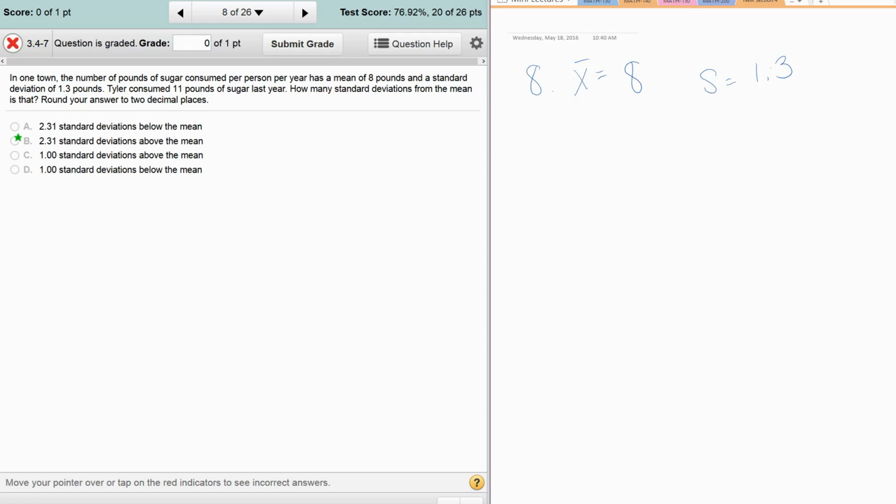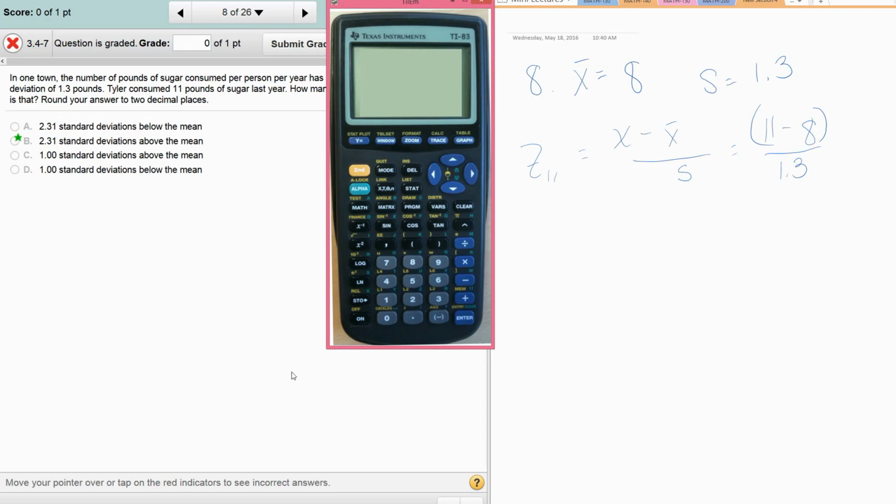Okay, so we're going to find the z-score of 11. Remember the z-score formula is x minus x bar over s. So we're going to do 11 minus 8 over 1.3. Just remember to put parentheses around the numerator when you do it in your calculator. So 11 minus 8, divided by 1.3. We always round the z-score to 2 decimal places, so this would be 2.31.